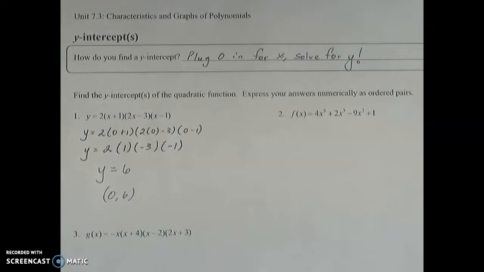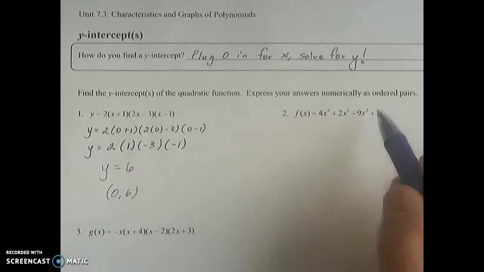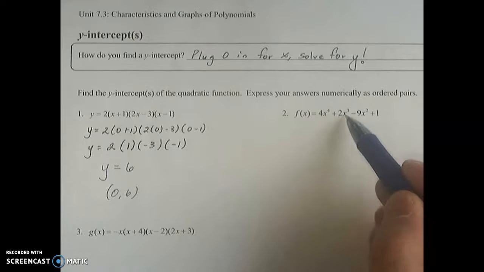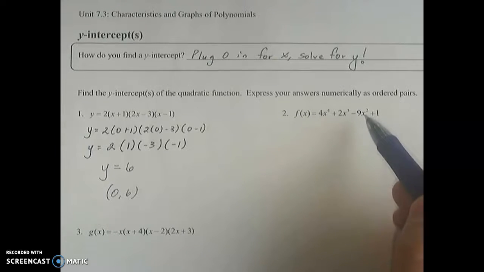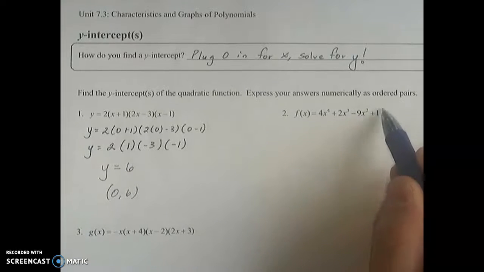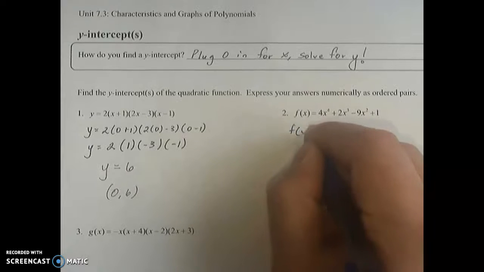Let's do an example here of one written in standard form. The reason it's easier in standard form, it's very obvious to see what terms will go to 0. If I plug in a 0 for all of these x's, those terms are all just going to turn to 0. So basically when a polynomial is given in standard form, the y-intercept is always just the constant. But we'll do the work here just to show you how that works.